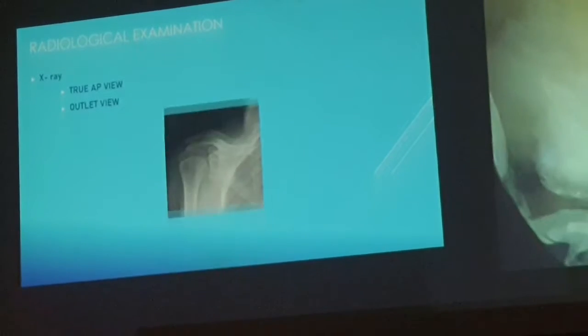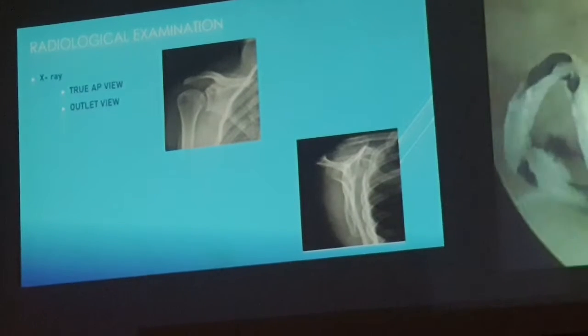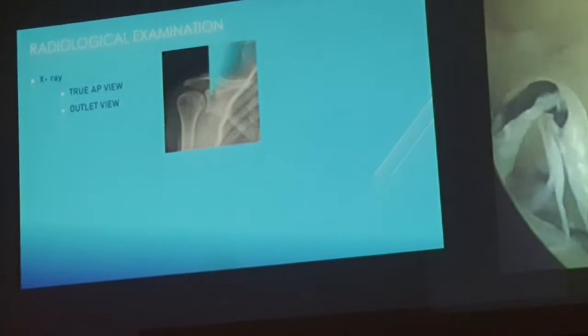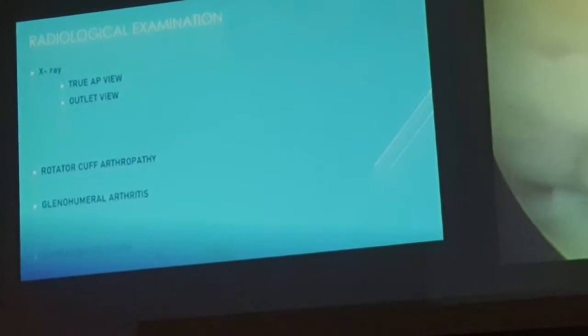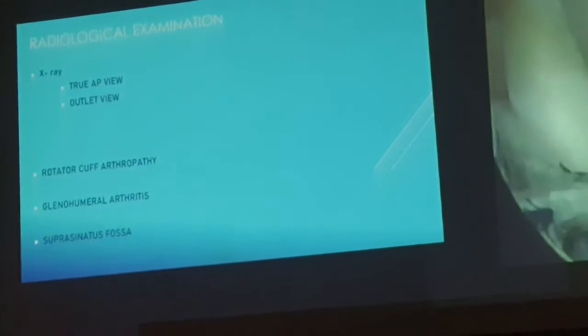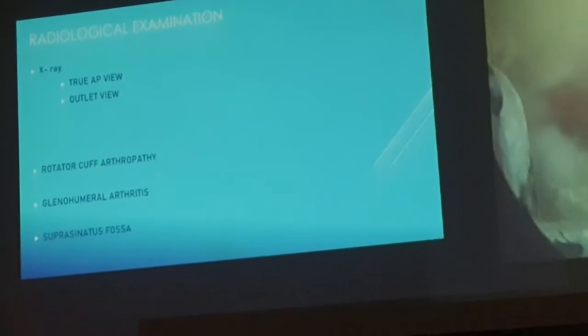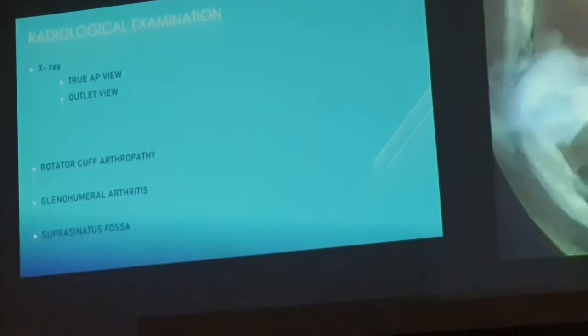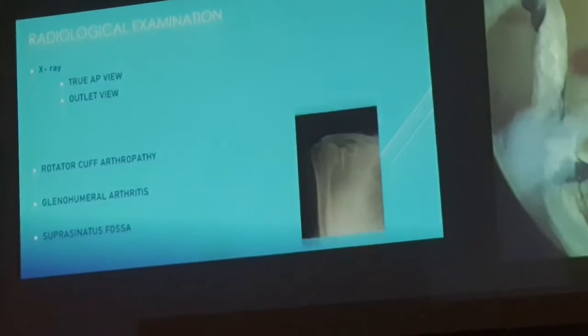What are you going to look for in your radiology? Your X-rays, two simple views, an anterior-posterior view and an outlet view. What do you check for in the X-ray? You check for the presence of rotator cuff arthropathy. What's happening to your glenohumeral joint in the form of arthritis, and how is the supraspinatus fossa?